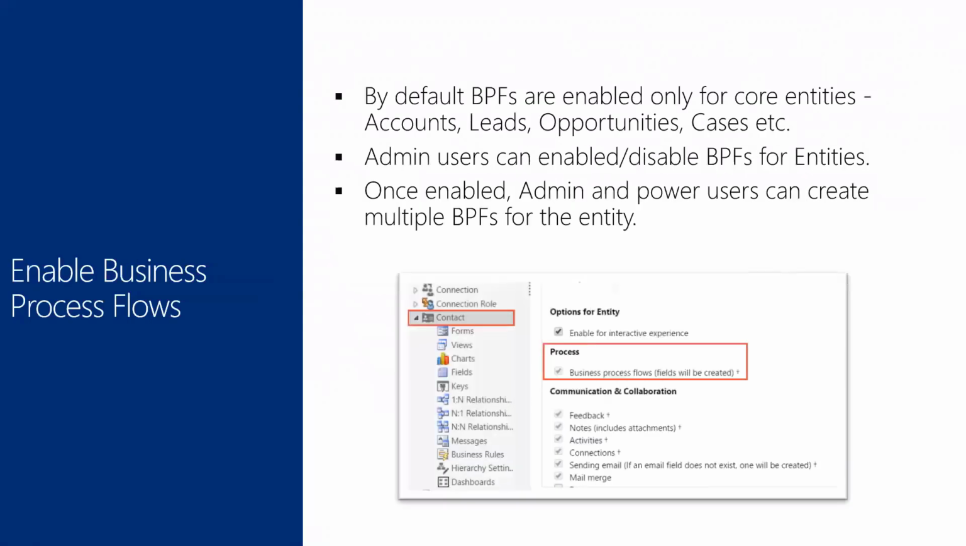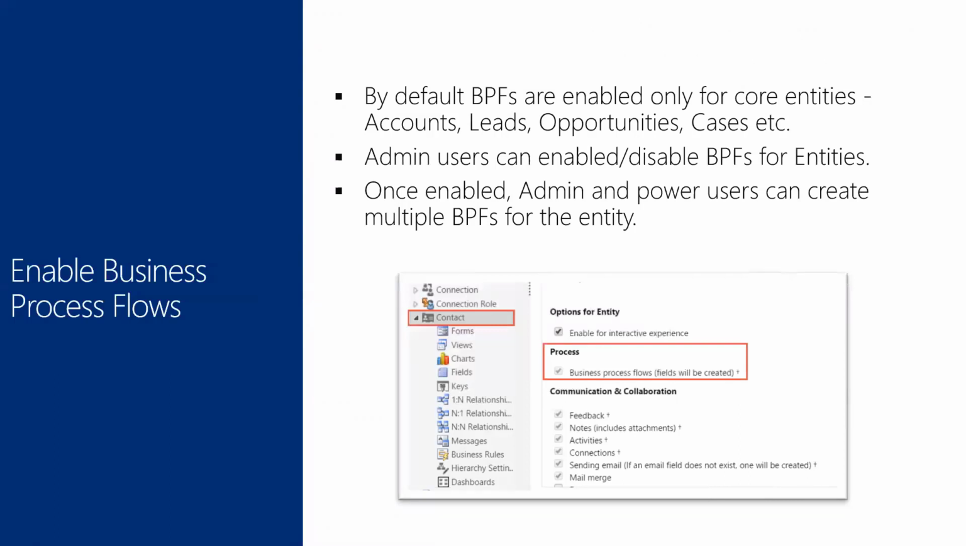By default, we have a set of business process flows, or BPFs, for entities like account, lead, opportunity, cases, etc. And then you can enable it for other entities. The only thing you have to do is configure the entity. In the entity properties window, we'll get an option under process, business process flow. You just have to tick it. You can enable it only once, because once it is enabled, a set of relationships will be made with this entity. After that, you cannot disable it from the UI.